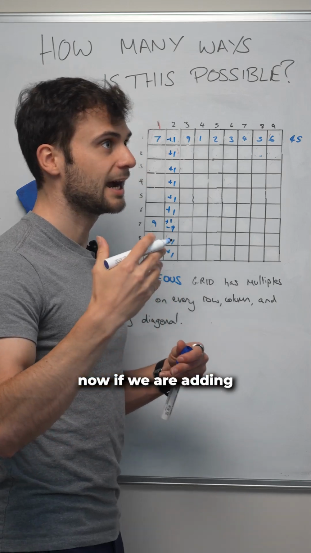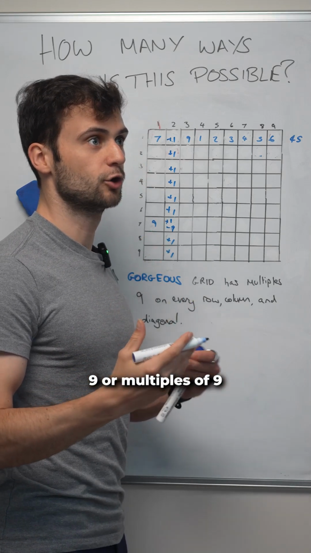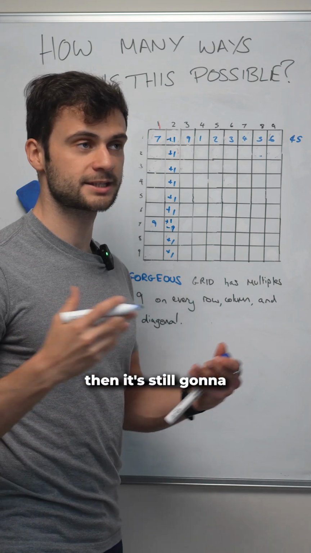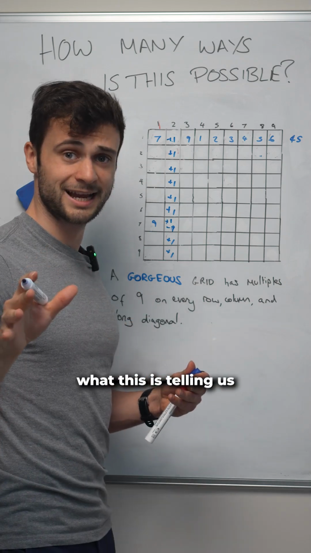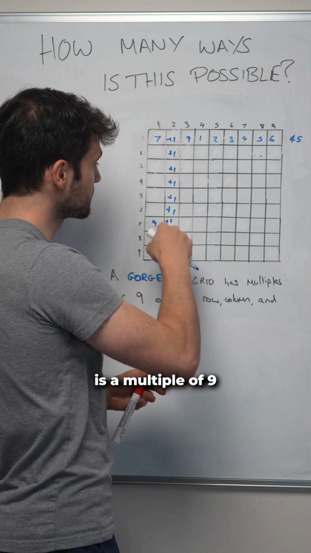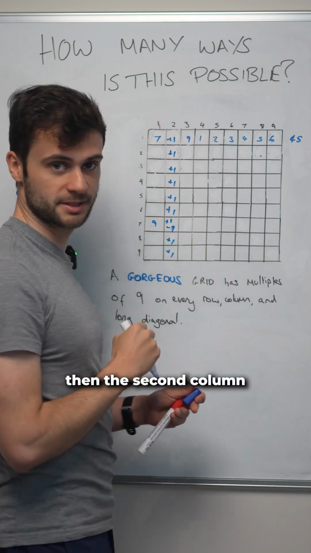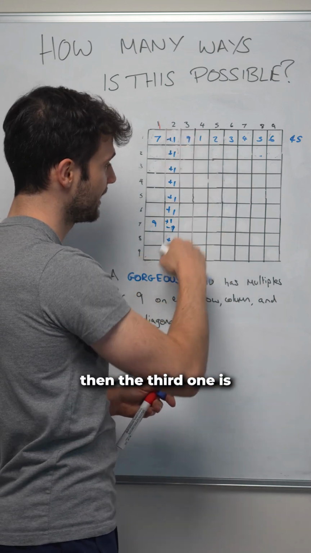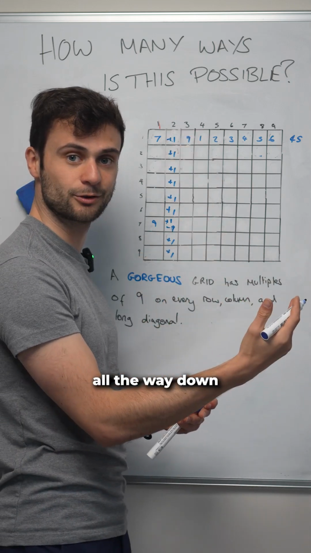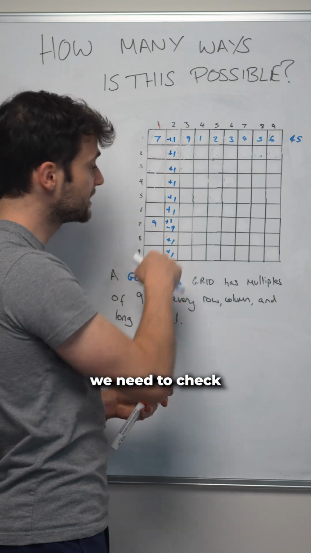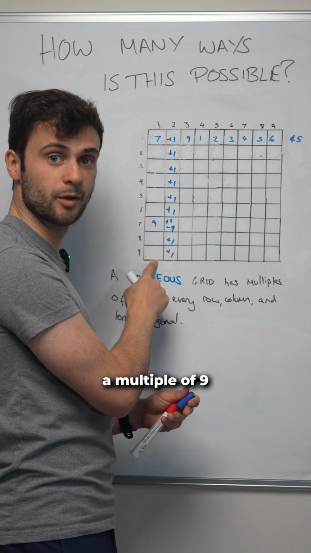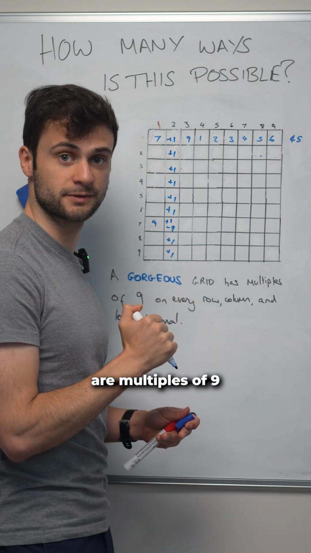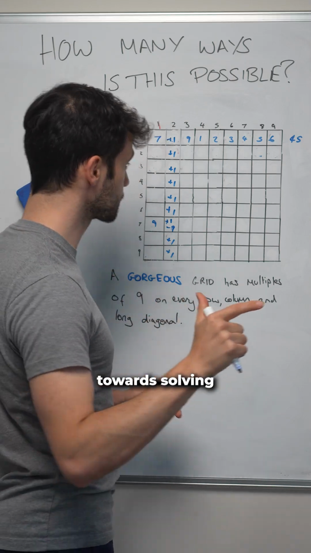Now, if we are adding and subtracting 9 or multiples of 9 to something that is already a multiple of 9, then it's still going to stay a multiple of 9. What this is telling us is if the first column is a multiple of 9, then the second column is a multiple of 9. If the second column is a multiple of 9, then the third one is. And of course it cascades all the way down the columns. So the only thing we need to check is whether the first column is a multiple of 9. If it is, we're happy, and all the columns are multiples of 9. That's a massive step towards solving this problem.